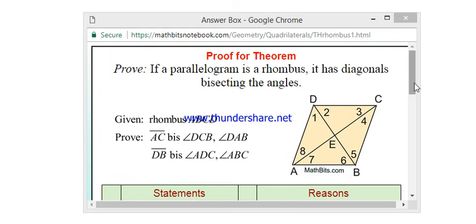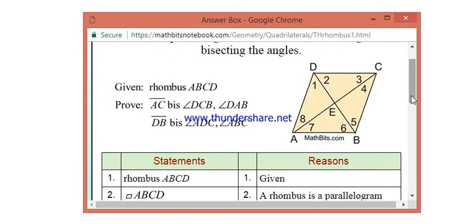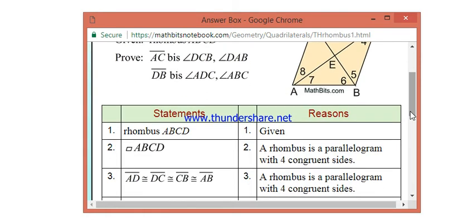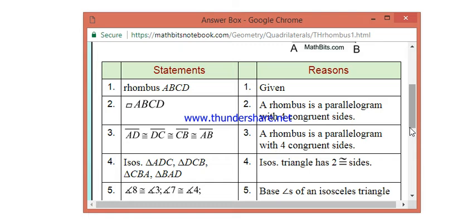Prove: if a parallelogram is a rhombus, it has diagonals bisecting the angles. Given rhombus ABCD. Proof: line AC bisects angle DCB and angle DAB, and line DB bisects angle ADC and angle ABC. Statements: number 1, the given. Number 2, parallelogram a rhombus ABCD. A rhombus is a parallelogram with 4 congruent sides.